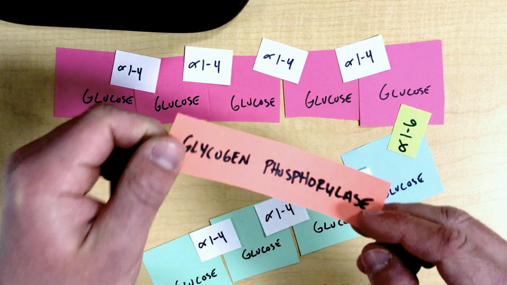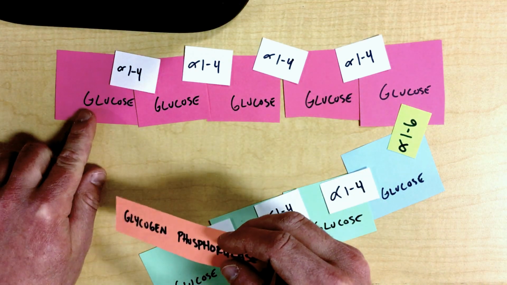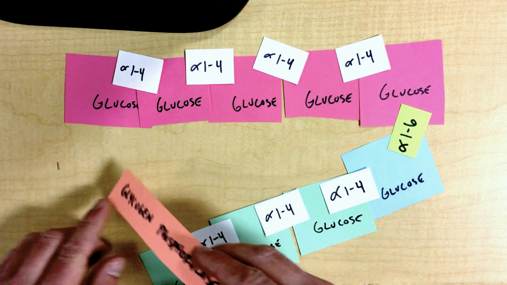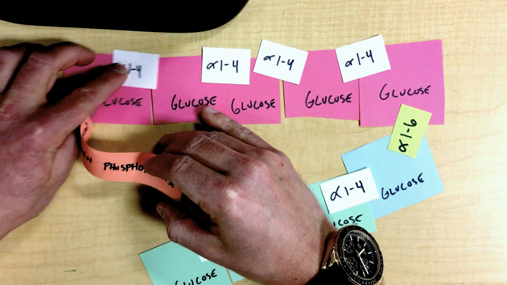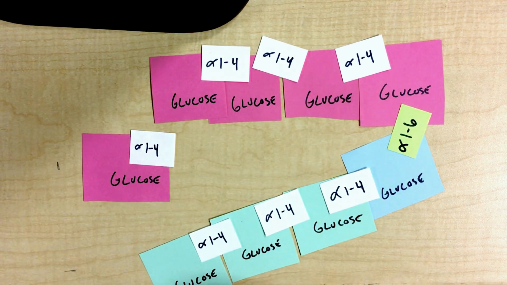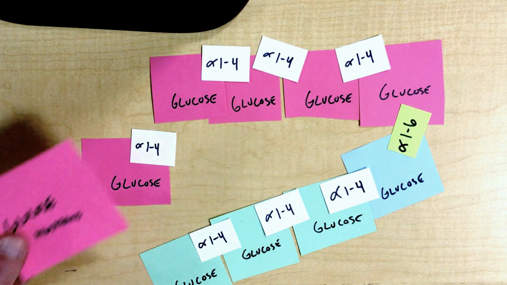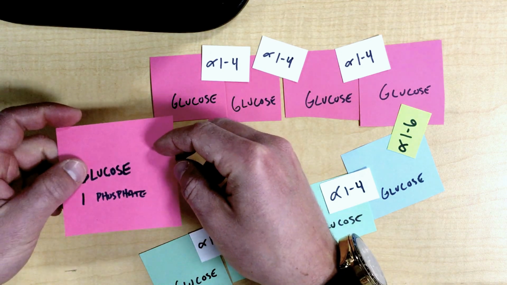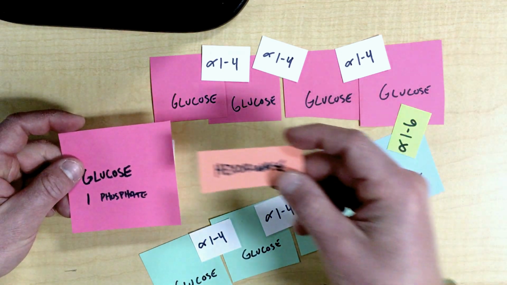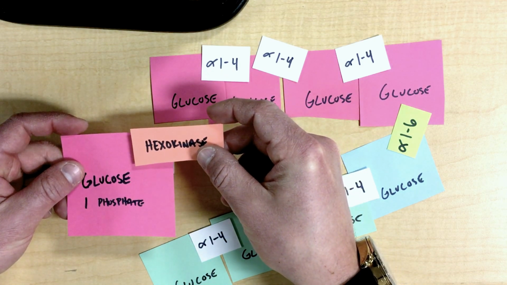Here comes glycogen phosphorylase floating along, and it says, oh, 1,4 linkages right at the end. Remember, it can only do the end units. So it comes in and breaks off this glucose right at the end. Then we have our free glucose, and we need to change that into glucose 1-phosphate. To do that, this is where our enzyme hexokinase comes in.